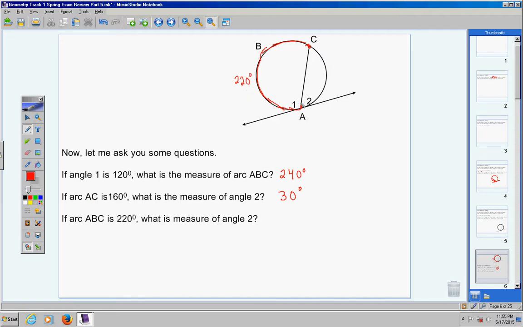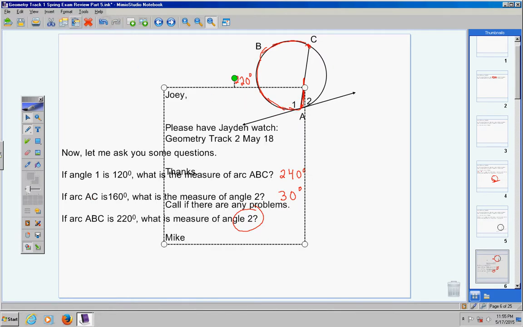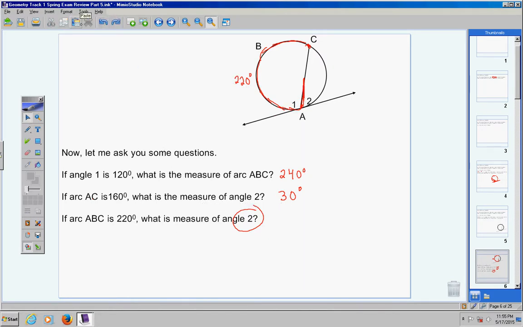Now if they ask for the measure of angle 1, we'd cut that in half. Here's the measure of angle 1 right here. That'd be 110 degrees, correct? Sure it would be, but I'm not asking for the measure of angle 1. I'm asking for the measure of angle 2, which is right here. Okay? So what am I going to do?